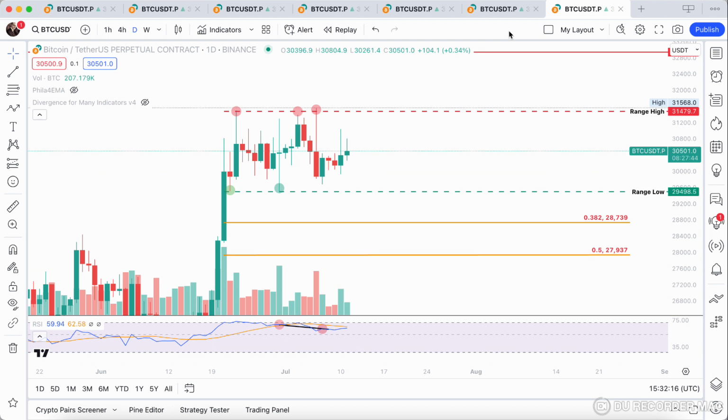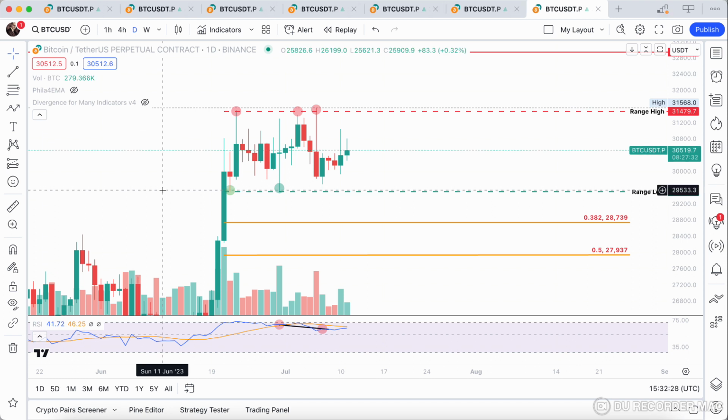Third lesson, sell the range high and buy the range low. Sell the range high, buy the range low. Don't be afraid, okay? Fourth lesson is that core CPI is more important than the regular inflation rate year over year.